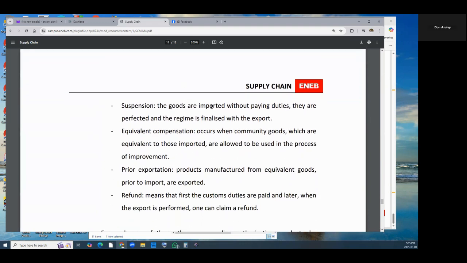Suspension. The goods are imported without paying duties, they are perfected, and the regime is finalized with the export. Equivalent compensation occurs when community goods, which are equivalent to those imported, are allowed to be used in the process of improvement. Prior exportation. The products manufactured from equivalent goods prior to import are exported. And refund means that the customs duty is paid, and later, when the export is performed, one can claim a refund.